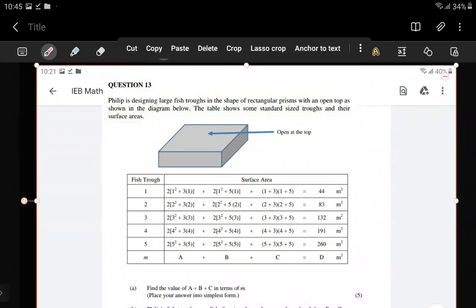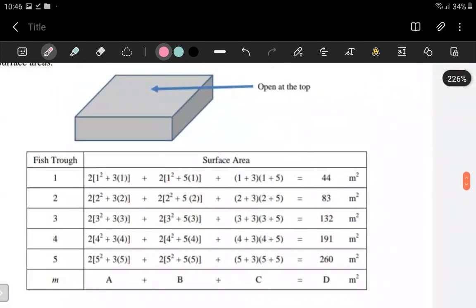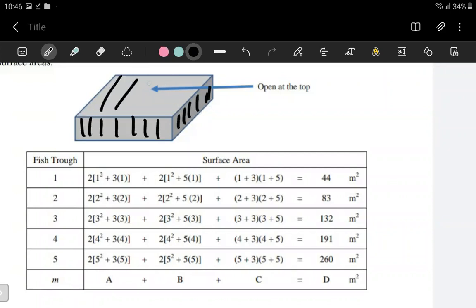Philip is designing large pool troughs in the shape of rectangular prisms, with an open top as shown in the diagram below. Then it says the table shows some standard sized troughs and their surface areas. So fish trough 1, 2, 3 until a specific one. So remember, surface area is just the area of one side plus the other side plus the other side. And each of these sides, there's 2 of them.